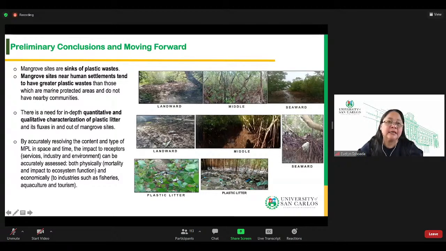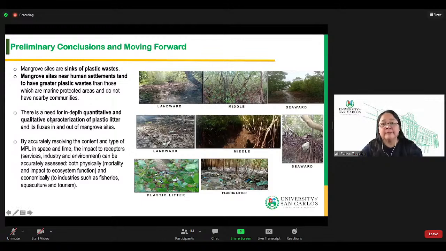And then we also concluded that mangrove sites near human settlements tend to have greater plastic waste than those which are marine protected areas and do not have nearby communities. So this makes sense, of course, because plastics are generated by people, by local communities, and if these communities do not have proper waste management approaches, then these plastics would really end up in the mangrove sites.